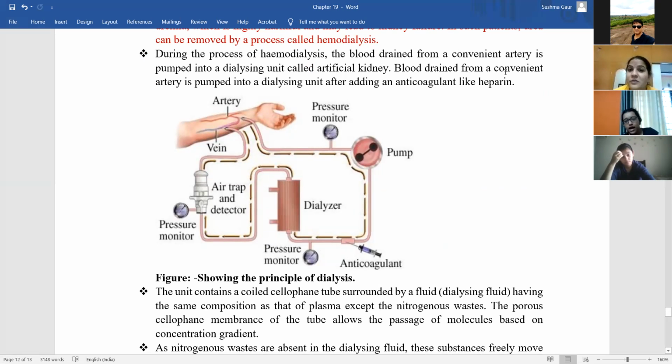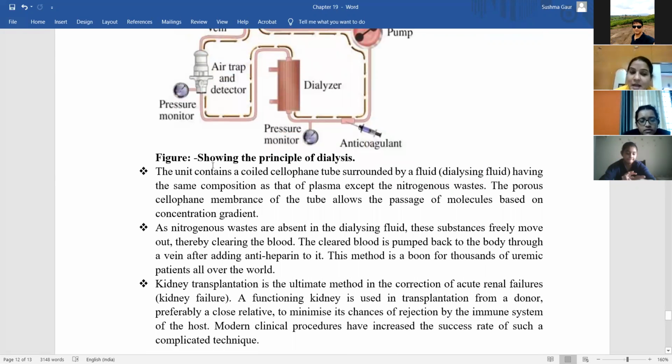So blood drained from this artery is pumped into the dialyzing unit after adding an anticoagulant like heparin. So along with this blood, an anticoagulant heparin is added into this machine, and it will enter into the dialyzer, that is the dialyzing machine. So what is present in this dialyzing machine? This dialyzing machine consists of a coiled cellophane tube that is surrounded by the fluid, that is dialyzing fluid, that has the same composition as that of plasma, but nitrogenous waste is not present in it.